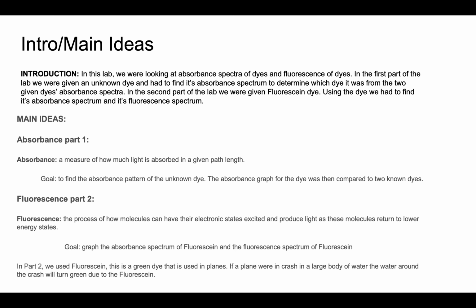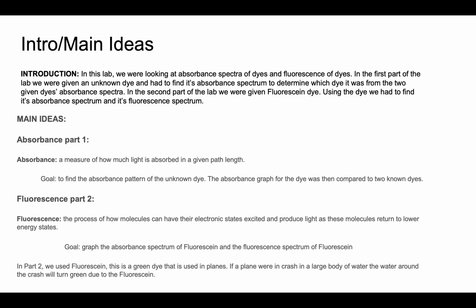So for the start with our lab, we wanted to look at the absorbance spectra of dyes and the fluorescence of dyes. In the first part of the lab, we were given an unknown dye and had to find its absorbance spectrum to determine which dye it was from, given the two dye absorbance spectra that we were given. In the second part of the lab, we were given the fluorescein dye. Using the dye, we had to find its absorbance spectrum and its fluorescence spectrum.